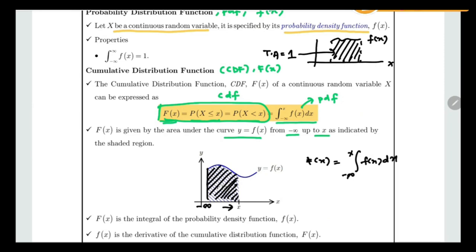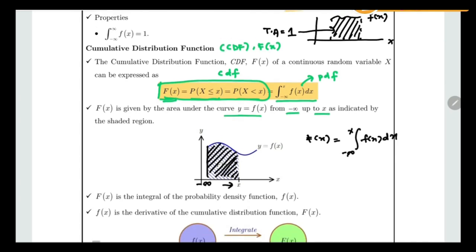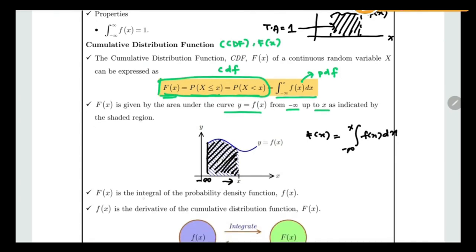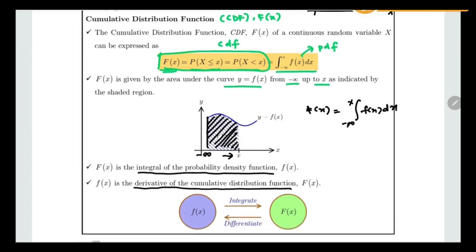So in summary, the probability of the continuous random variable is the area bounded by the curve from the lowest up to x. Then F(x) is the integral of the probability density function. f(x) is the derivative of the cumulative distribution function F(x).